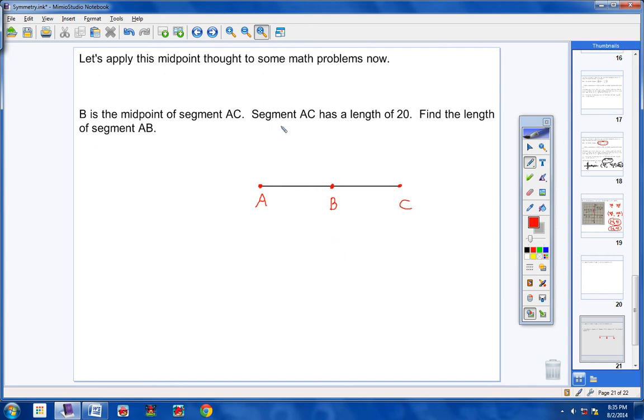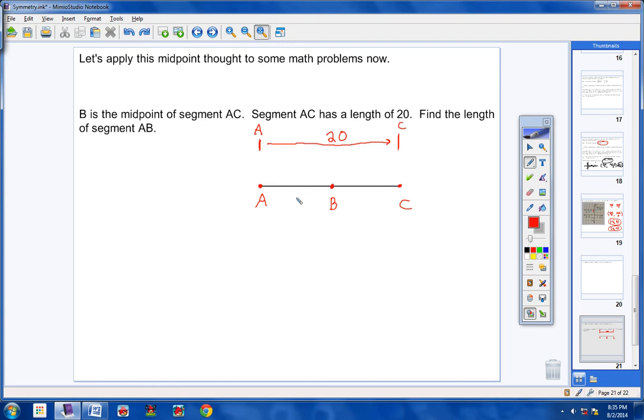Now let's continue on. Segment AC has a length of 20. Now that means from here all the way over to here, from point A to point C, is a length of 20. So this whole segment has a length of 20. Find the length of segment AB.